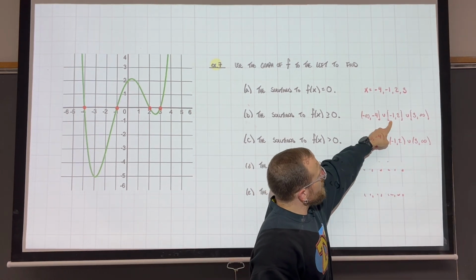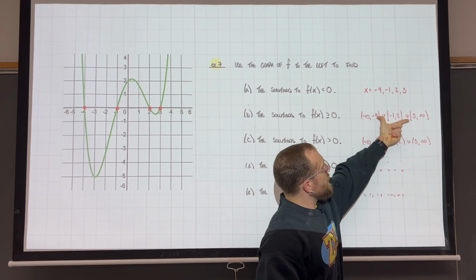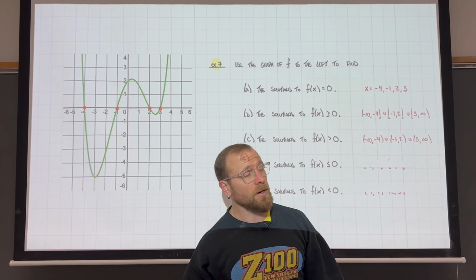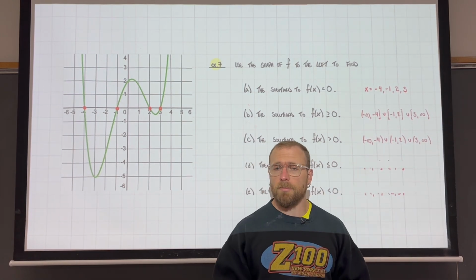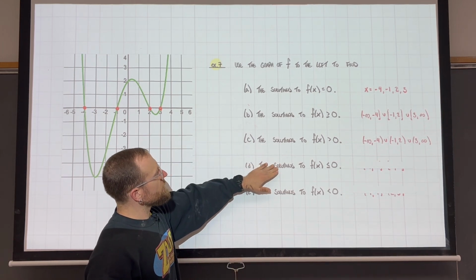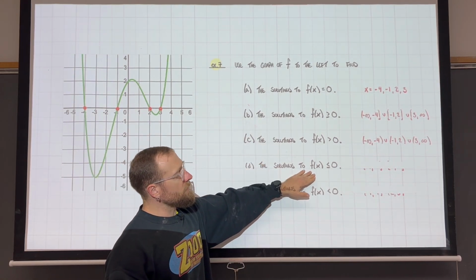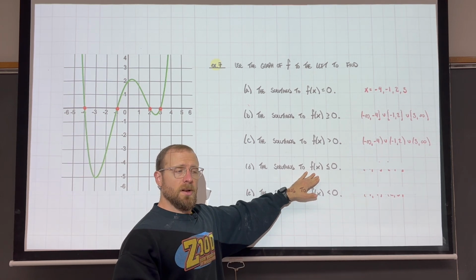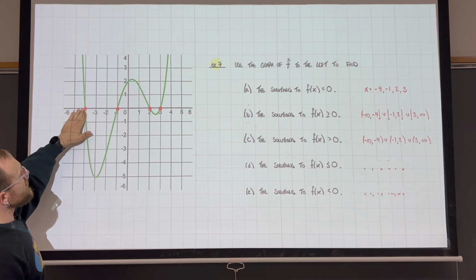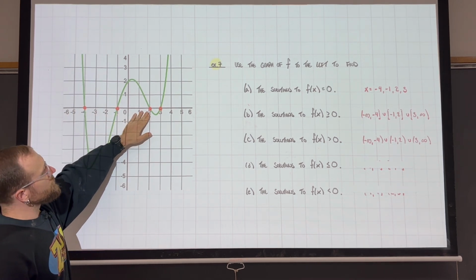So -4, -1, 2, and 3 are no longer solutions because at those points f of x is equal to 0, not greater than 0. Now, in part C, it says, what are the solutions to f of x less than or equal to 0? Well, we already know when it's equal to 0, and when is it negative? Between -4 and -1, and between 2 and 3.